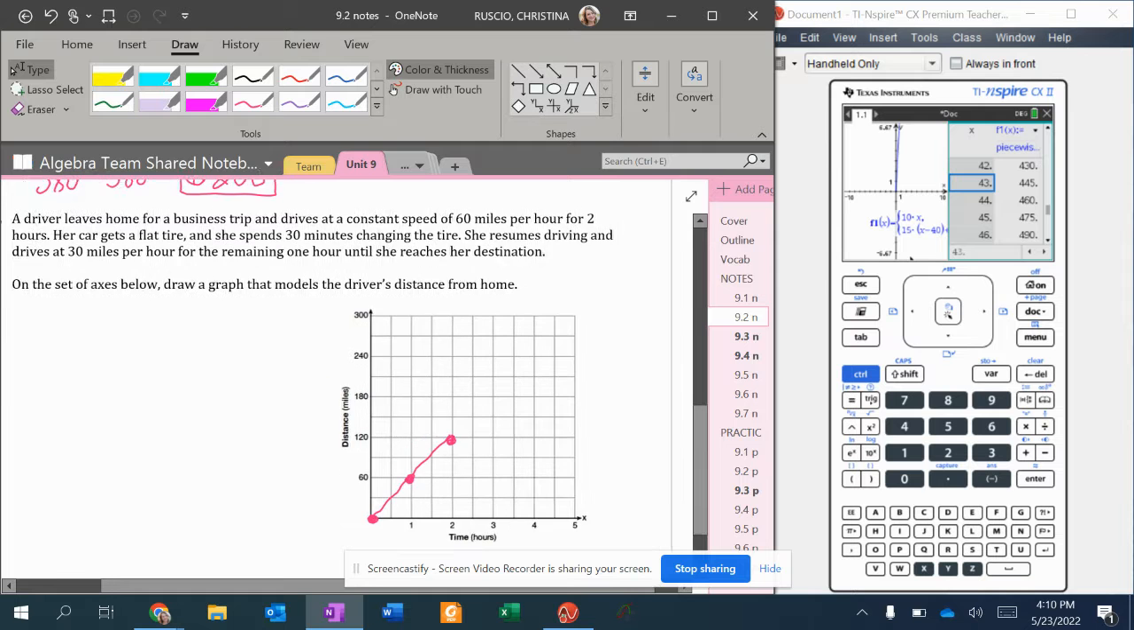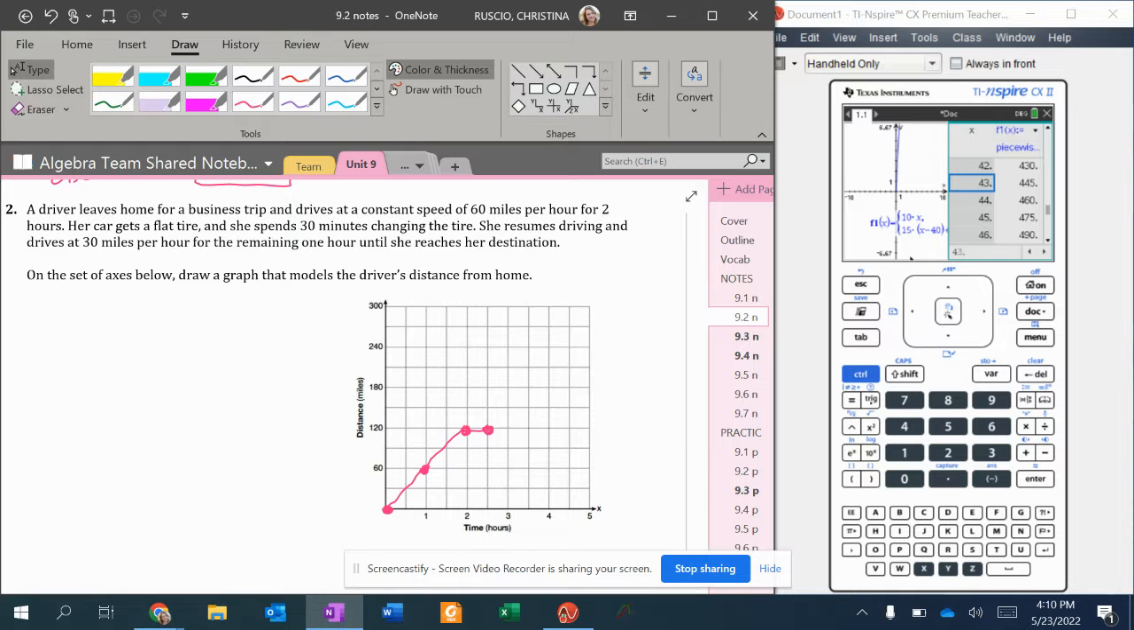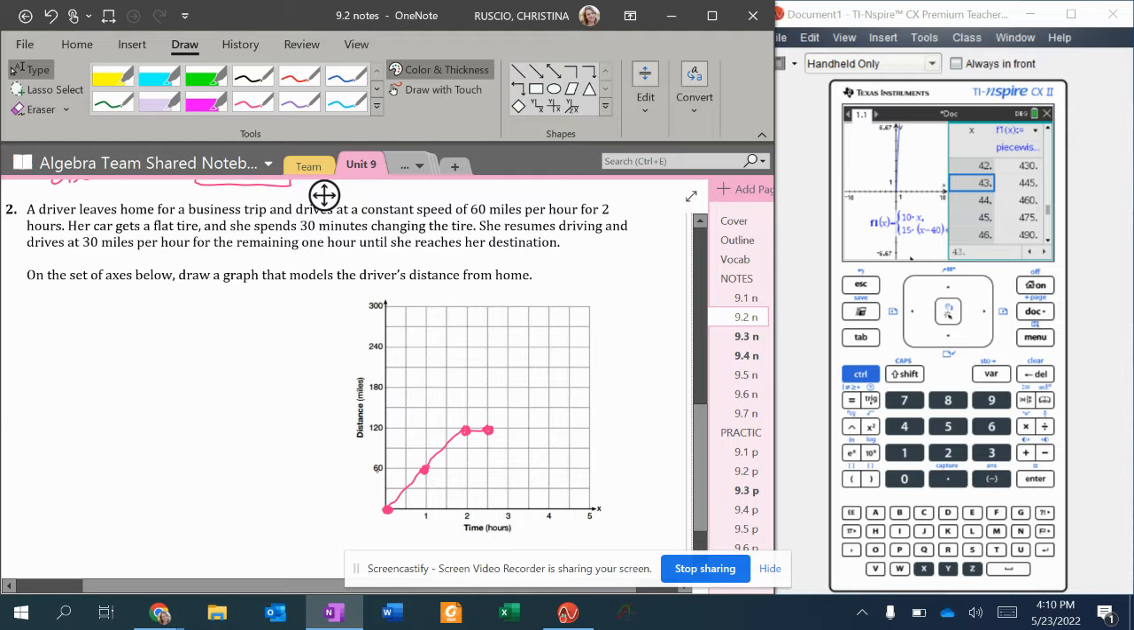That's constant. And then she gets a flat tire. Her car gets a flat tire, and she spends 30 minutes changing the tire. Okay, so time will go by, but distance sadly will not. So for a half hour, this poor girl is going to be changing her flat tire. She goes back to driving and drives at 30 miles per hour for the remaining 1 hour. Okay, so 30 miles. So in this case, each one of these lines is 60, so 1 is 30 miles every 1 hour. So 30 miles, and then for 1 hour. So it looks like we're going to have to go halvesies because that was 2.5 hours.